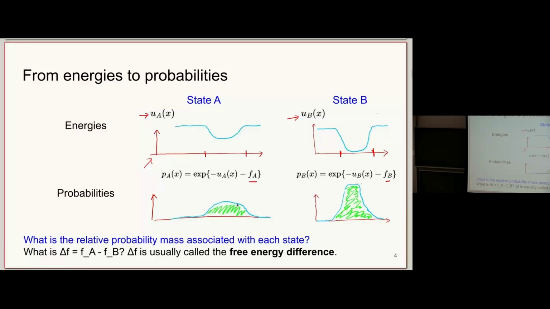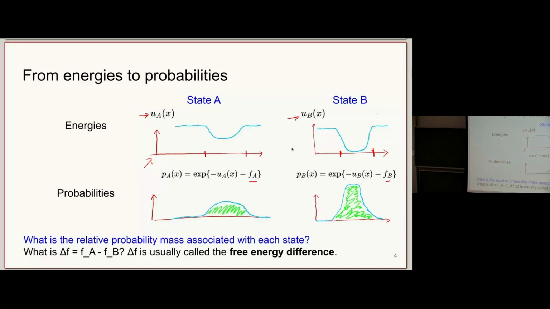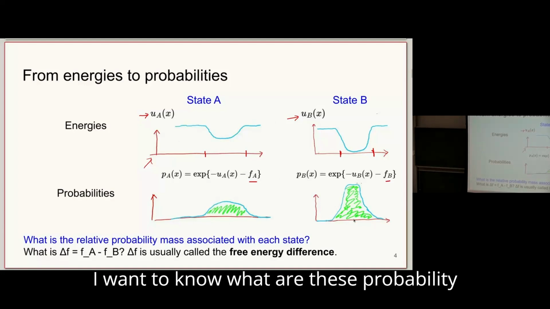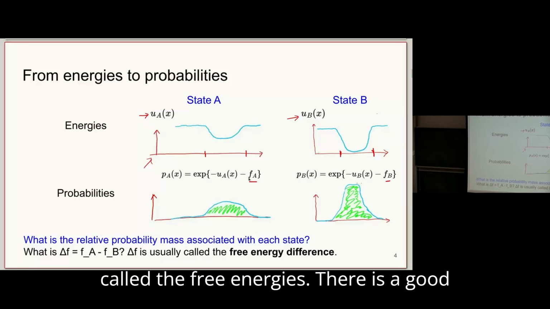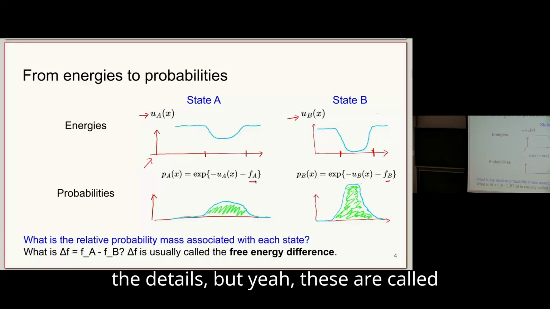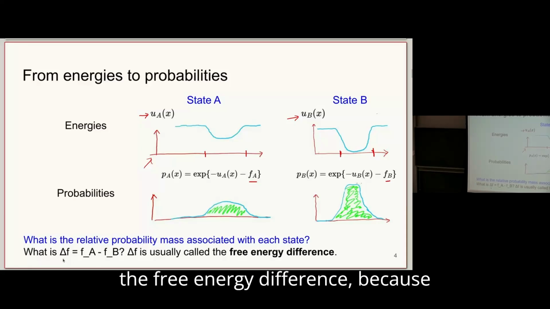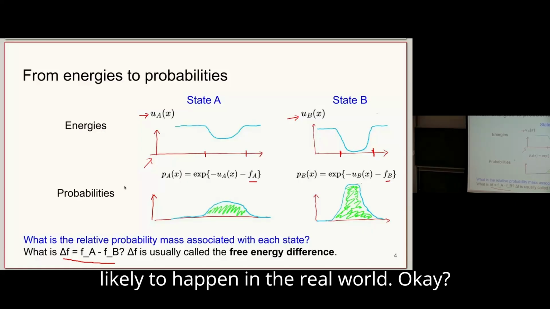I want to know what are these probability masses. I want to know the normalization constants of these probability distributions. Okay? And the log normalizers are called the free energies. There is a good reason for that. I'm not going to go into the details, but yes, these are called free energies, and you want to estimate the free energy difference because that's going to tell you what's more likely to happen in the real world, okay?